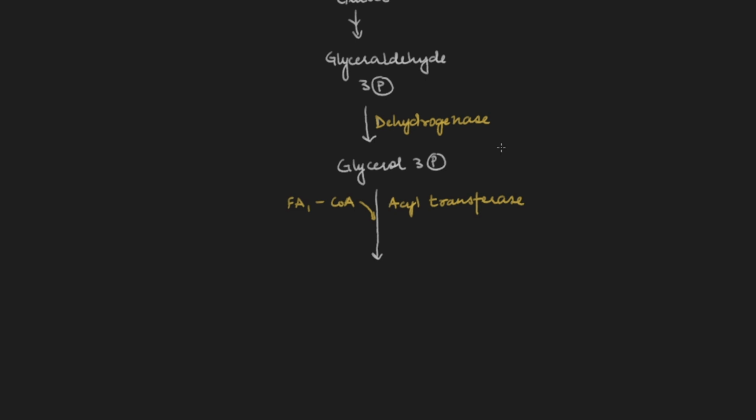If you look at the structure of glycerol, we know glycerol has 3 positions. At the 3rd position, a phosphate group is attached in glycerol 3-phosphate. When acyl transferase acts on this glycerol 3-phosphate, one fatty acid group will attach to it to form lysophosphatidic acid.